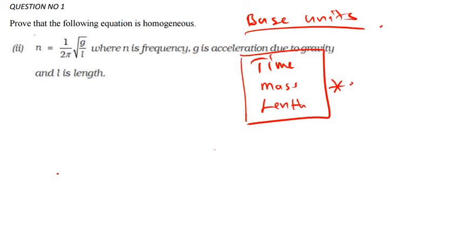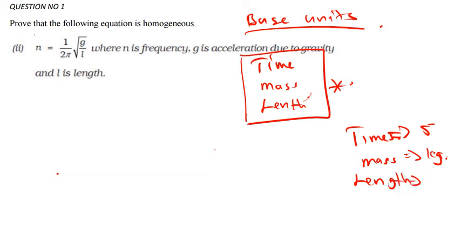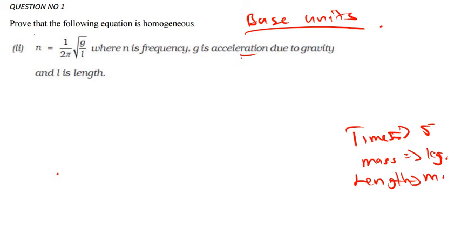Okay, so when we're talking about time, time is always in seconds, mass is in kgs, length is in meters. Now when we are writing this in dimension analysis, we use what we call the square brackets.